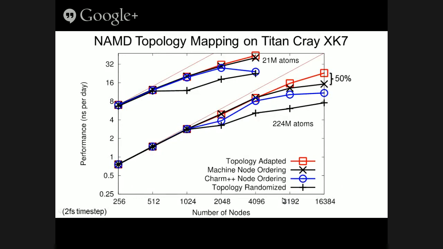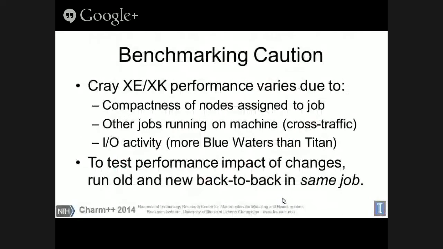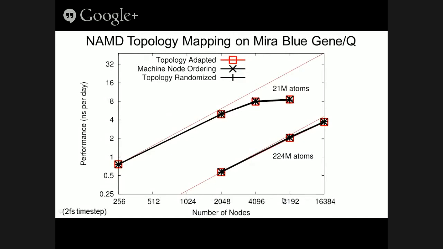One note for those benchmarks: when you do runs on these platforms, you get great variation in performance from run to run. You might get different allocations, different shapes, different parts of the machine, and other jobs are using your links. So you can't just run case A once, submit another job for case B, and keep comparing. You really have to run everything back to back in the same job on the same allocation to get real comparisons. That's what we had to do, which makes these studies a little more expensive. Blue Gene Q is a 5-dimensional torus. It makes absolutely no difference what we do with the topology on that machine.